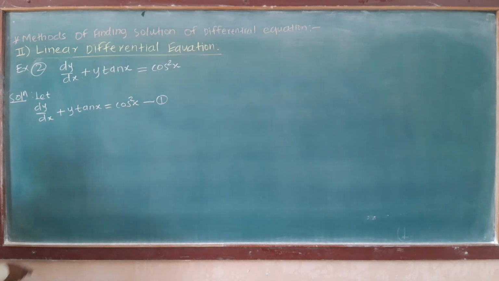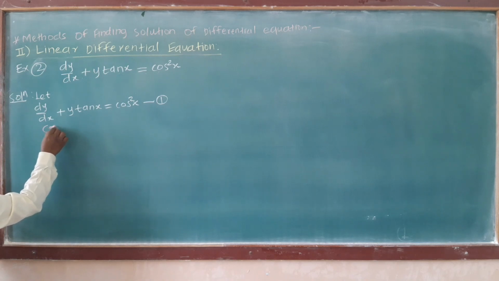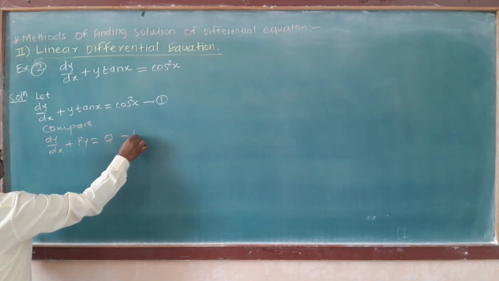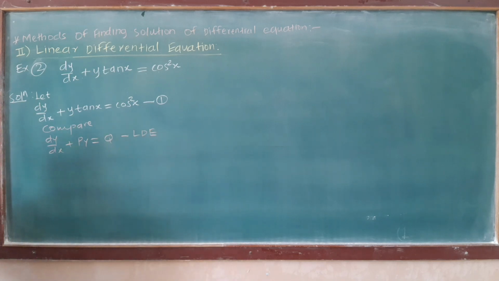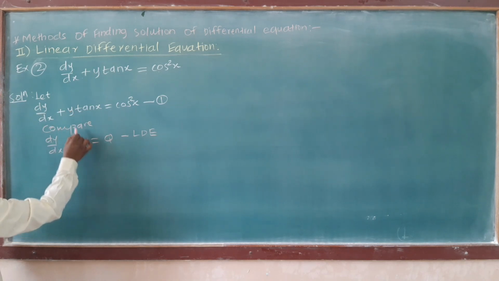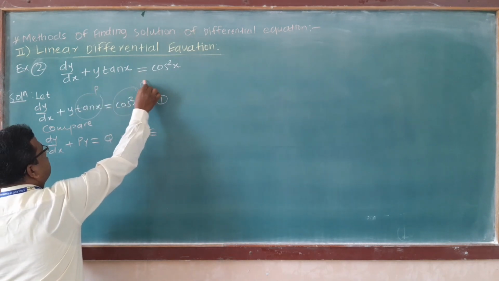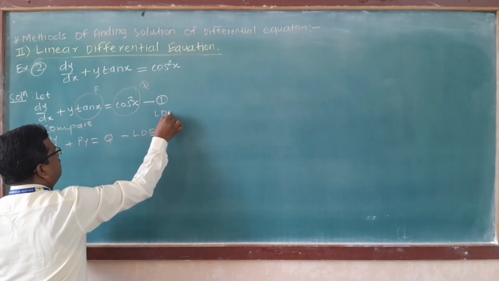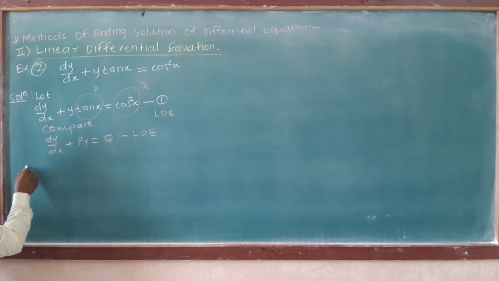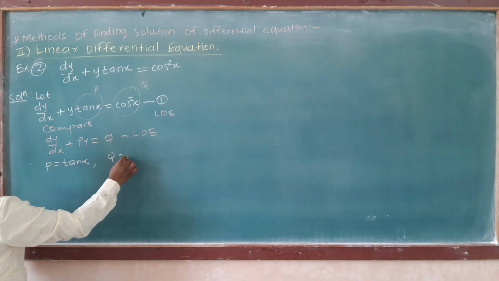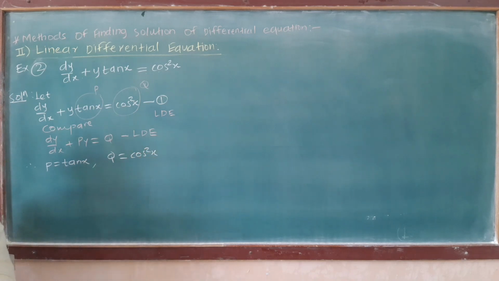Now compare this equation with dy by dx plus py is equal to q, which is a linear differential equation. Here the coefficient of dy by dx is 1, y power is 1, the coefficient of y is P, and the right hand side is Q. This is nothing but a linear differential equation. Therefore we get P is equal to tan x and Q is equal to cos square x.